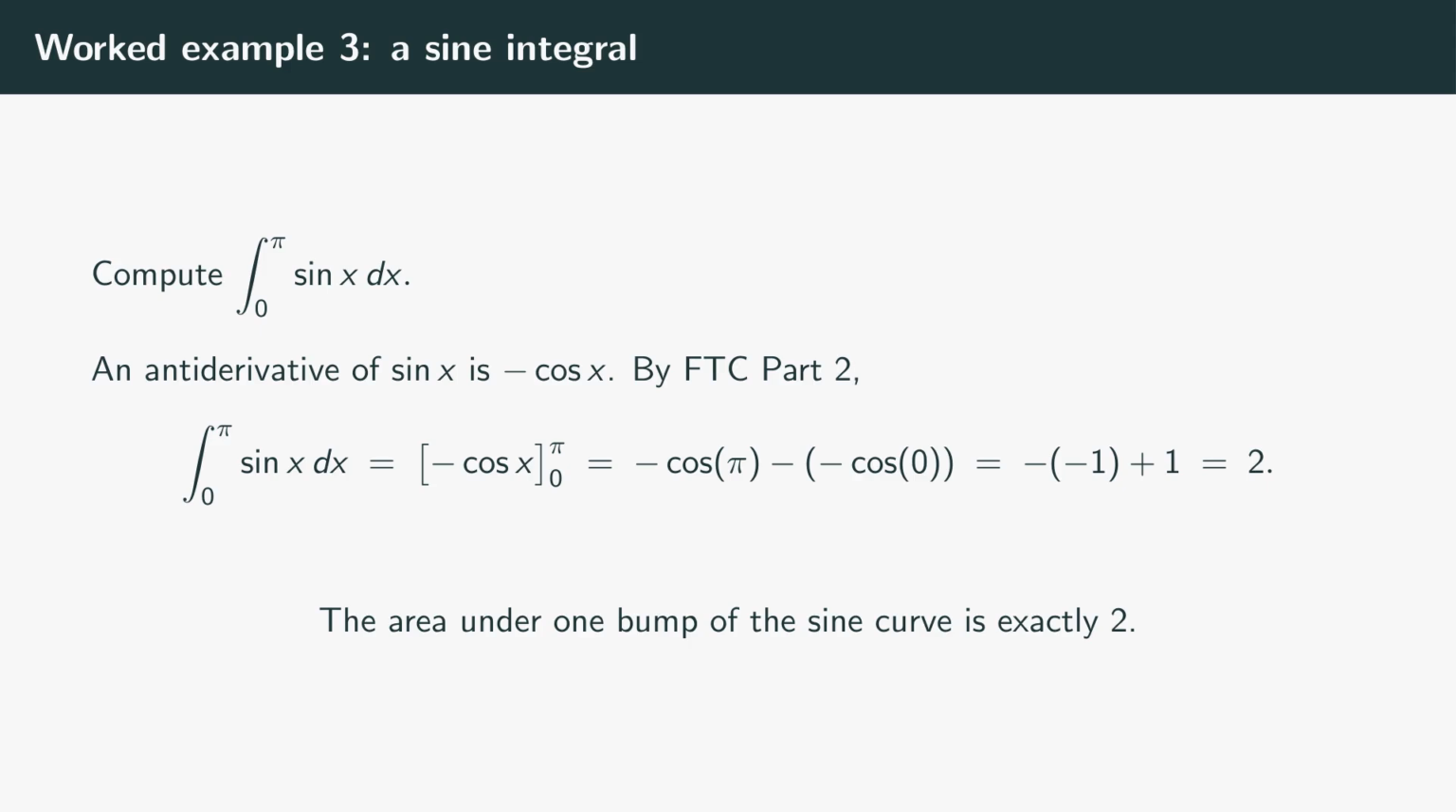Sine x is the one you should be able to do in your head. Compute the integral from 0 to pi of sine x dx. An antiderivative of sine x is minus cosine x. Quick sanity check by differentiating. Derivative of minus cosine x is sine x.